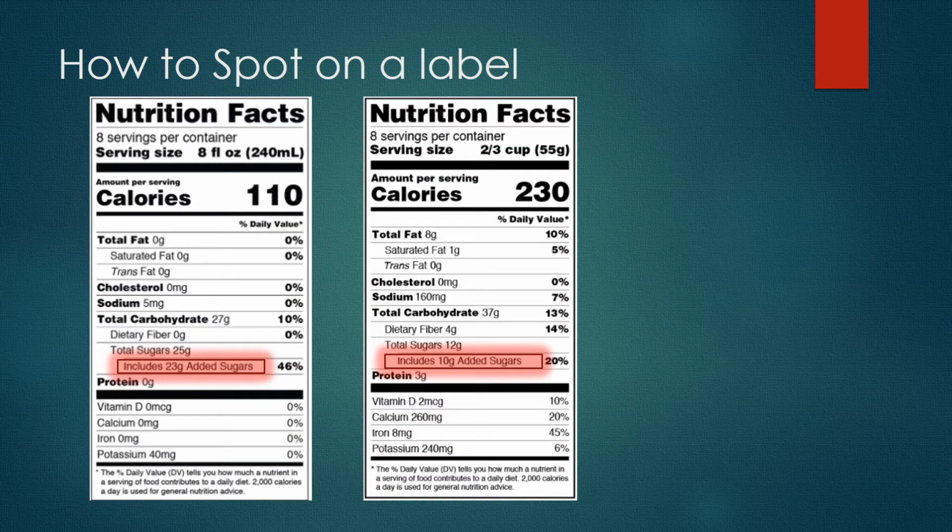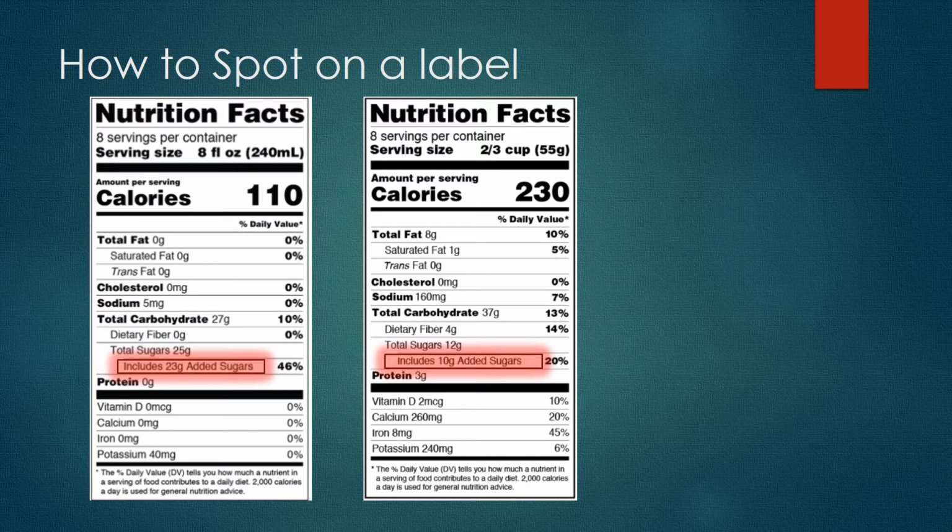So let's practice. As you can see here on the label, it will show you added sugars. In this first example, 1 8-ounce serving will contain 25 grams of total sugars, and 23 of these are added. This means the added sugars greatly outweigh the naturally occurring sugar sources. The first example contains almost 6 teaspoons of added sugars.